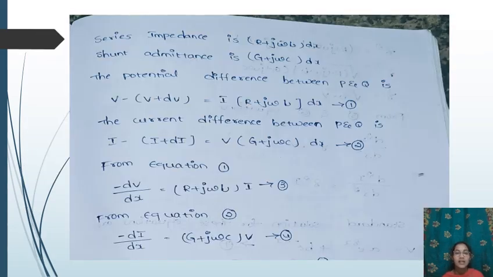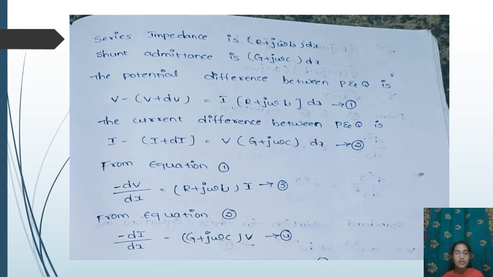Series impedance is R plus j omega L into dx and shunt admittance is G plus j omega C into dx. As we all know, the potential difference between P and Q is V minus (V plus dV), where V is the initial point voltage and V plus dV is the final point voltage. That equals I into (R plus j omega L) into dx. Let me consider it as equation 1. And similarly, the current difference between P and Q is I minus (I plus dI), that equals V into (G plus j omega C) into dx. This is equation 2.